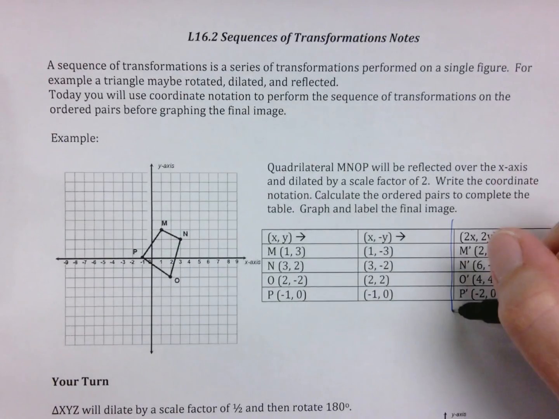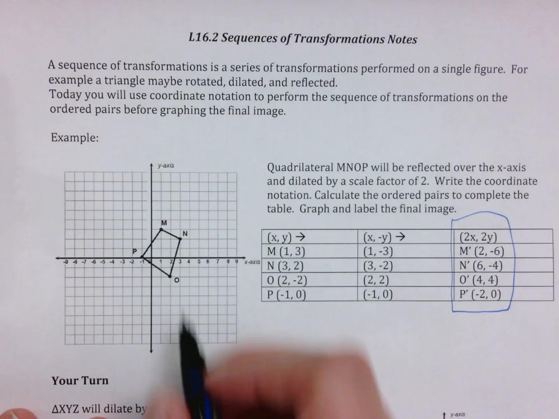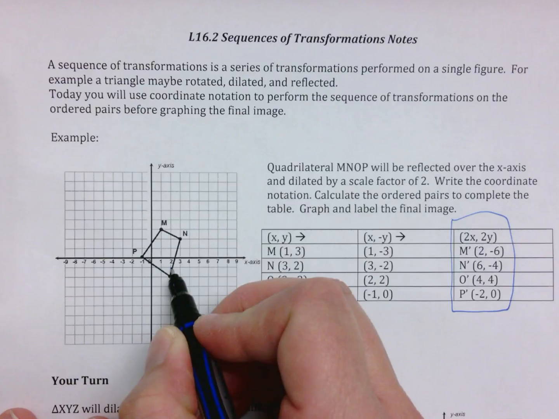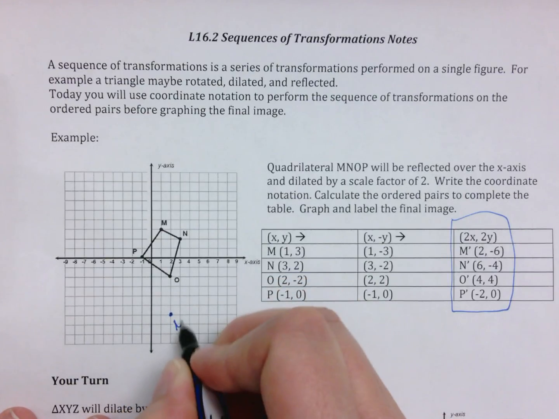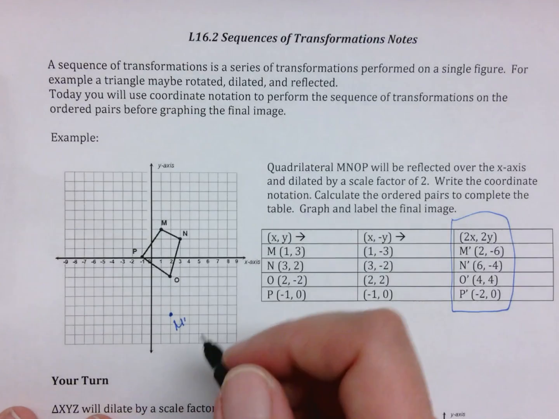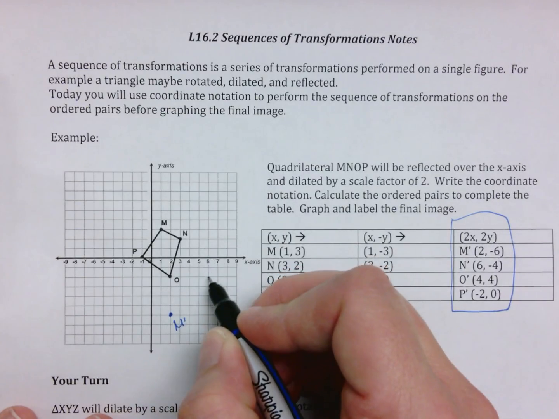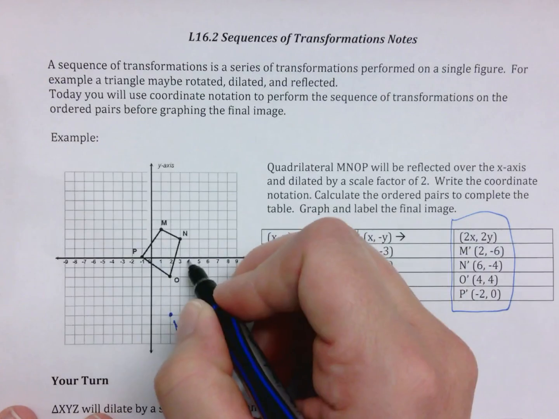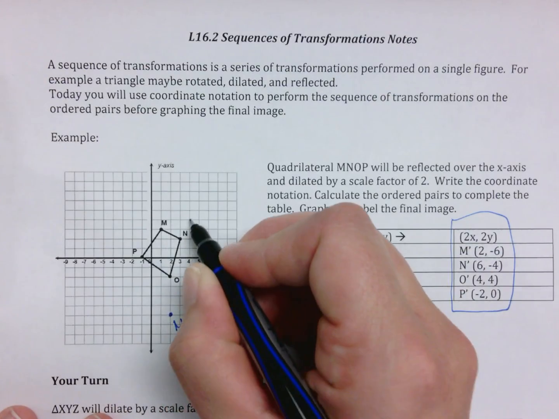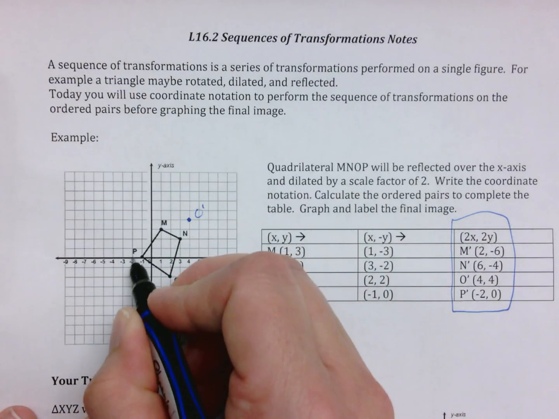This final column is our image. This is what we'll graph. This will be our final transformation. So M prime moves to (2, -6). And make sure that you label these as you go so that you don't forget which point was where. N prime is at (6, -4). O prime is at (4, 4). And P prime is at (-2, 0).